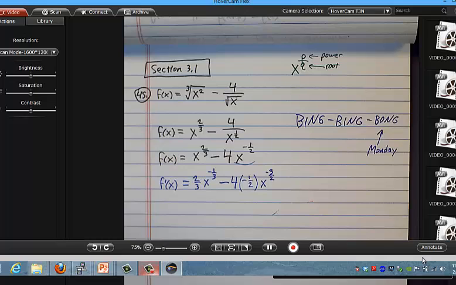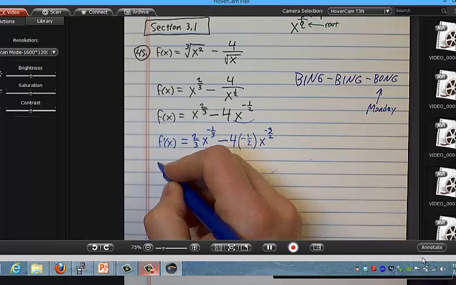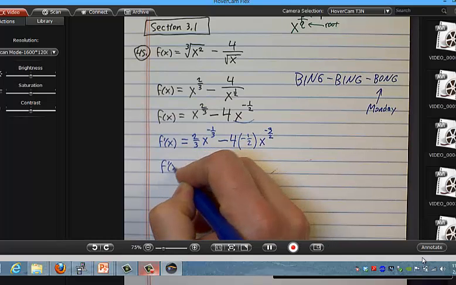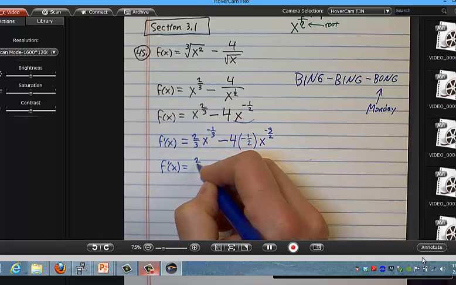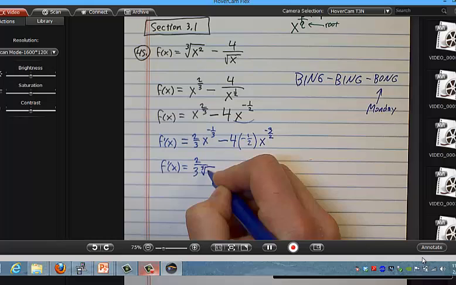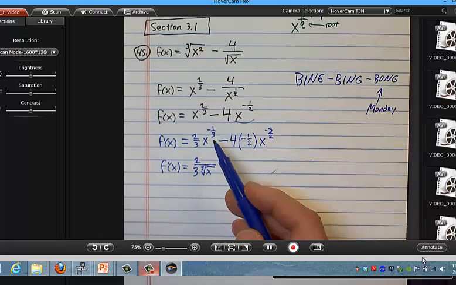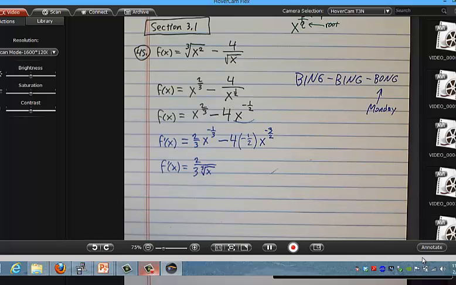So that's actually an answer. I don't think it's the answer they had in the back of the book. I'm guessing they simplified it. So what I would probably do next is write f prime of x equals 2 over 3 times the cube root of x. Does that make sense to you guys? Cube root because it was a 1/3 power, and then it's in the denominator because it was a negative exponent.